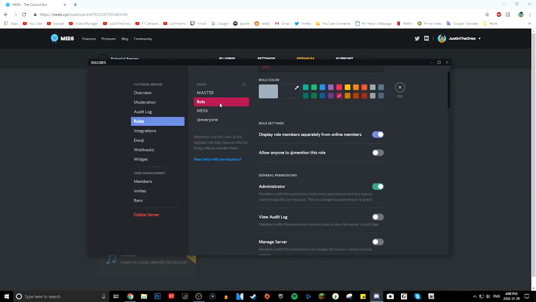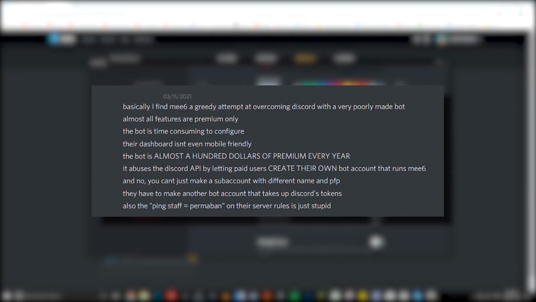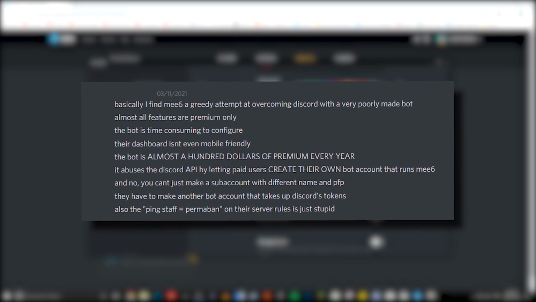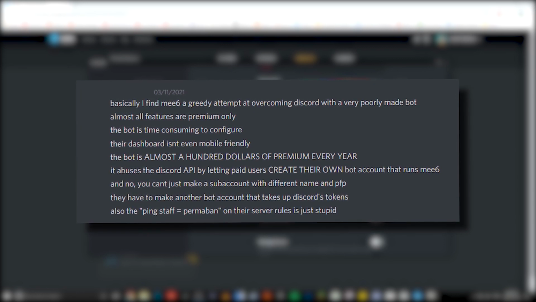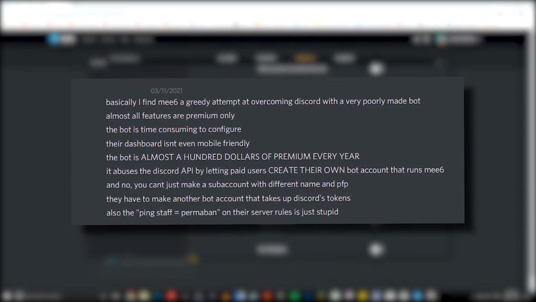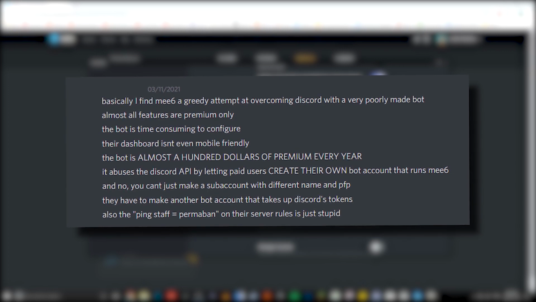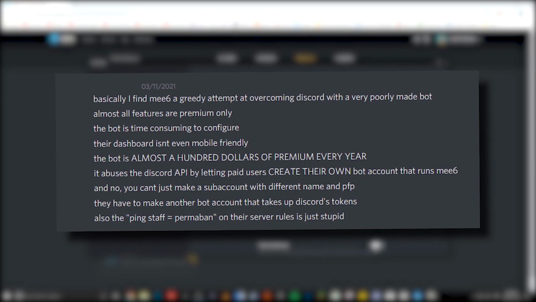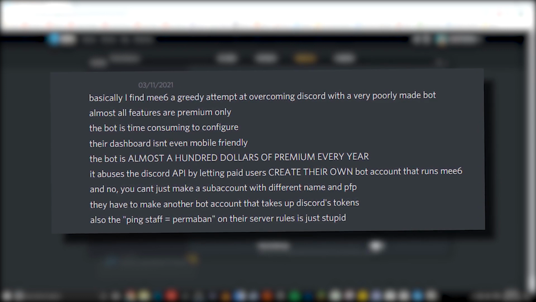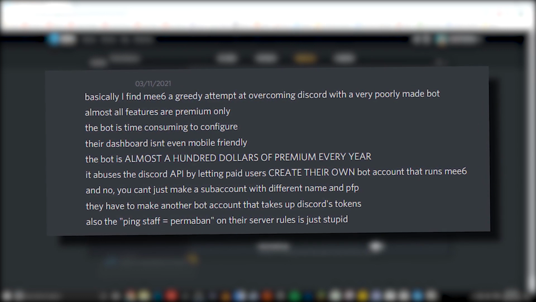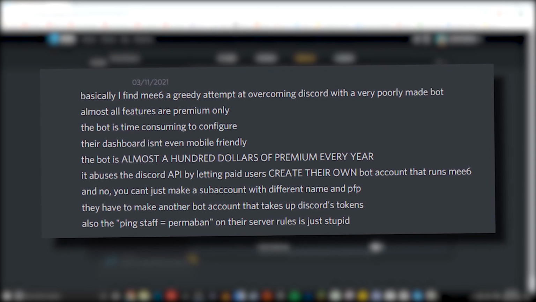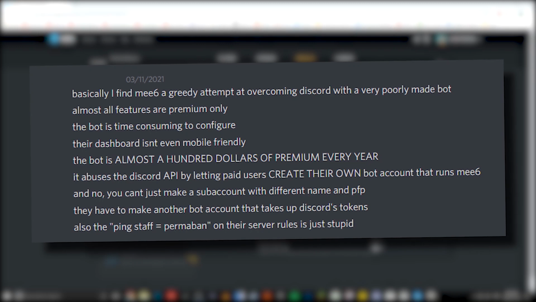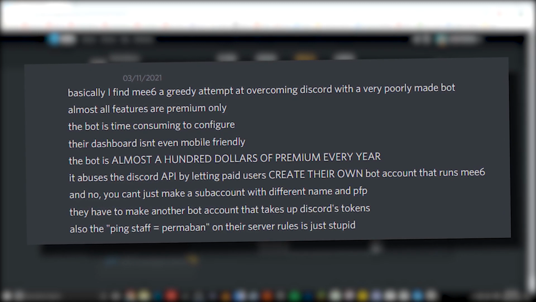This person I know said this about it. Basically, I find Mee6 a greedy attempt at overcoming Discord with a very poorly made bot. Almost all features are premium only, the bot is time consuming to configure, their dashboard isn't even mobile friendly, the bot is almost $100 a premium every year, it abuses the Discord API by letting paid users create their own bot account that runs Mee6. And no, you can't just make a sub account with different name and PFP, they have to make another bot account that takes up Discord's tokens.